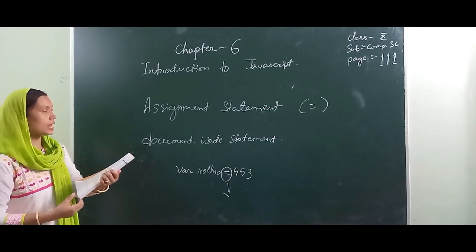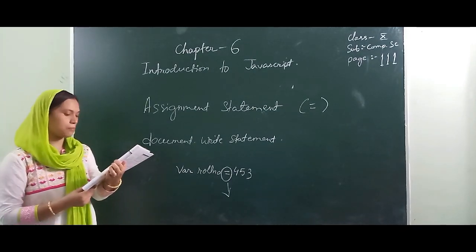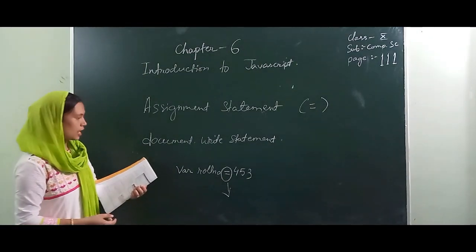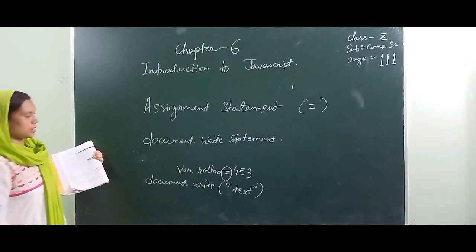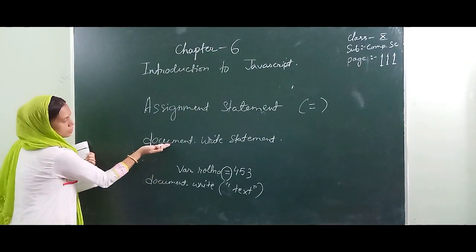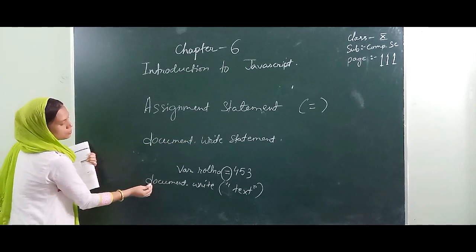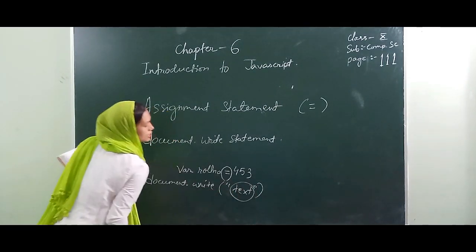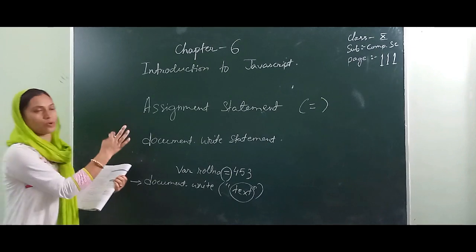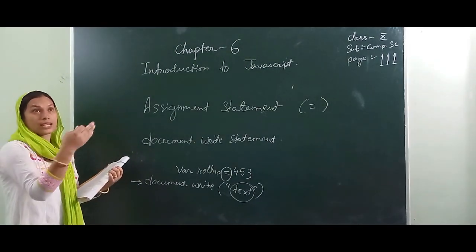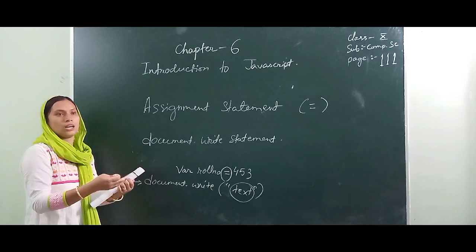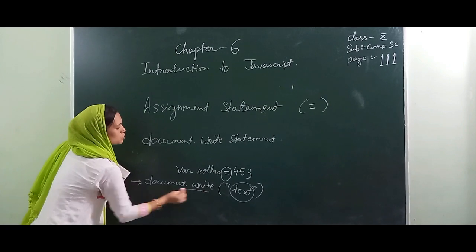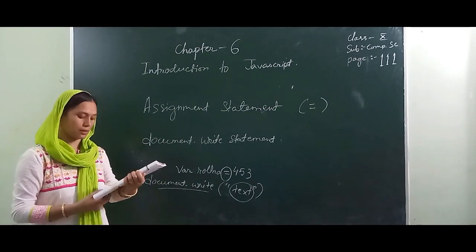Next, document.write statement. Document.write statement is used to write text on the web page. The general format is document.write, text. That means if you want to use this document.write statement, then you have to use document.write and within quotation marks any text that you want to display in the program. Like in C, we use printf as the output statement, here in JavaScript we use document.write as the output statement.